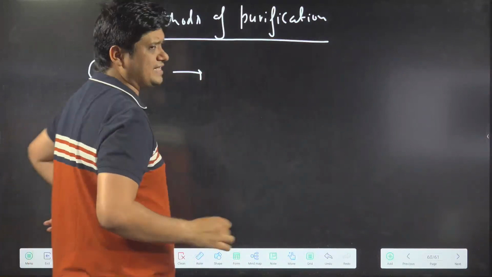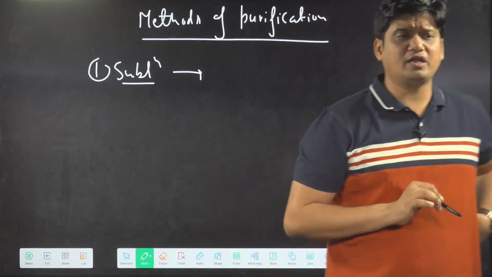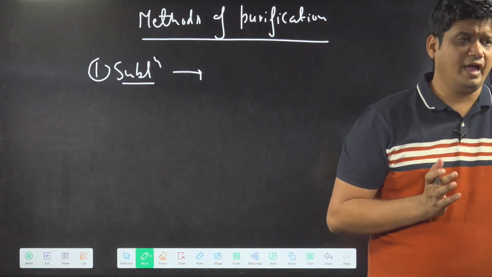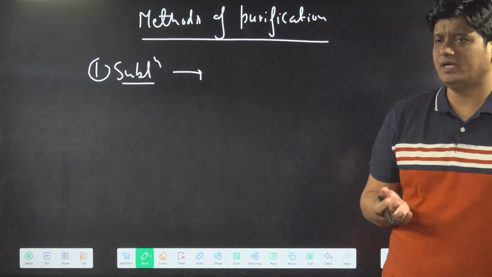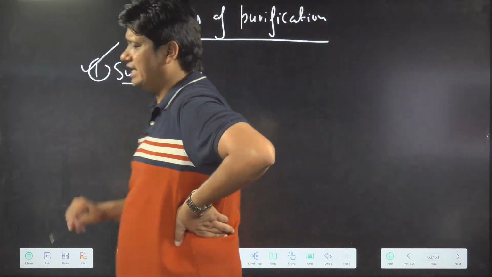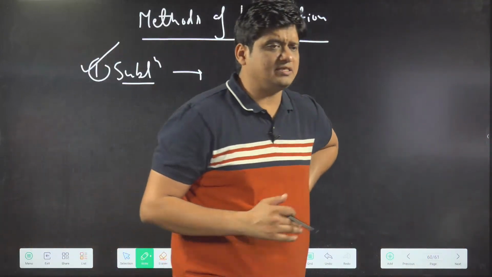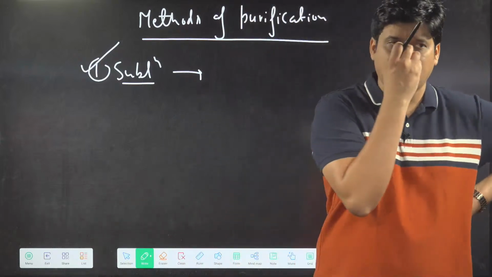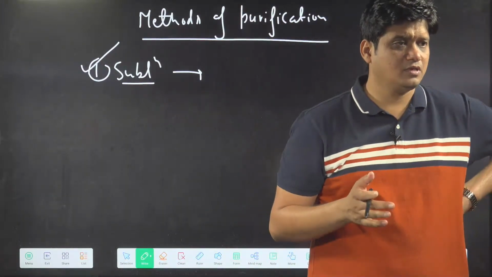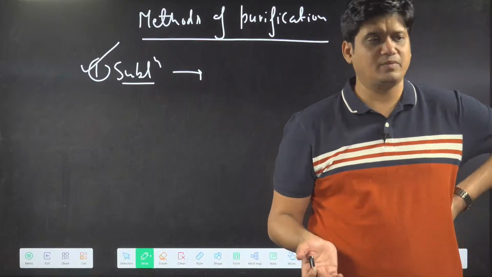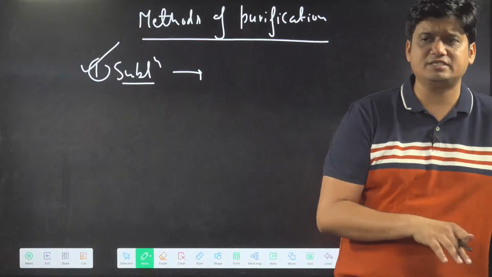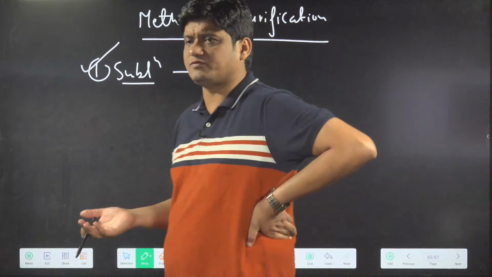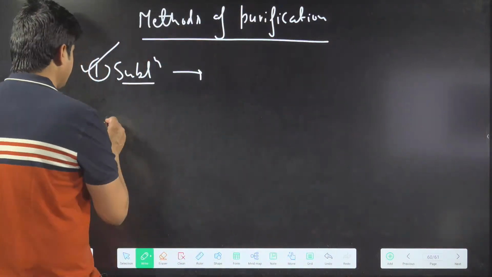For sublimation, the principle is important. If the organic compound is sublime and the impurity is non-sublime, we can go for sublimation. They can ask the principle directly: what is the principle of sublimation? Answer: the organic compound is sublime and impurities are non-sublime. If this condition is followed, then we can go for sublimation.